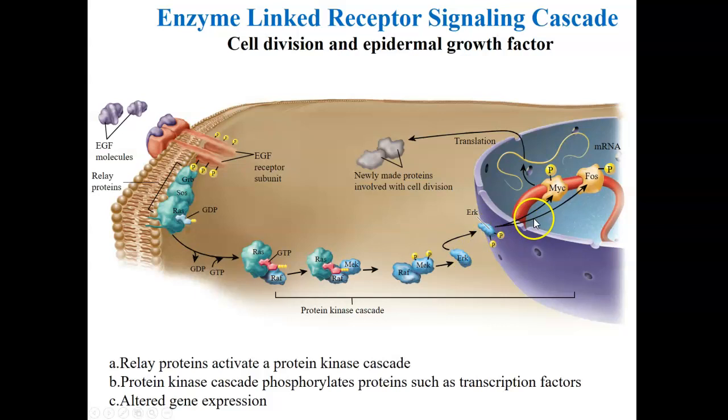ERK is then going to be able to go from the cytosol into the nucleus itself and is going to activate different transcription factors such as MYC and FOS. And MYC and FOS can actually bind in the promoter regions of DNA and turn on gene expression. They're going to turn on certain genes that eventually will lead to the synthesis of mRNA. The mRNA will then get translated into proteins.